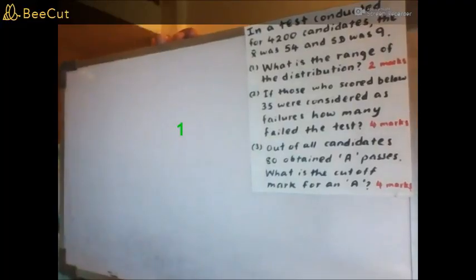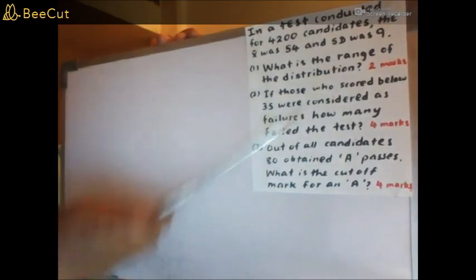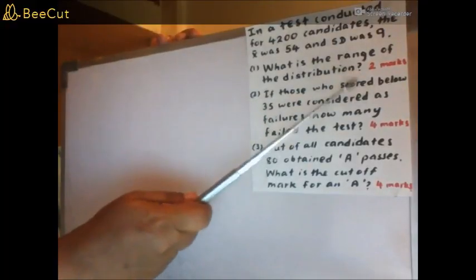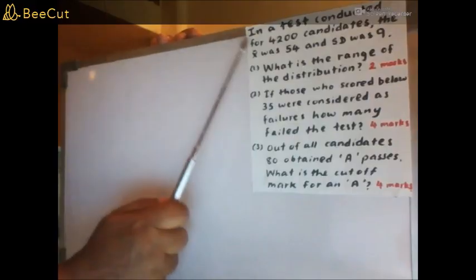Now we are going to discuss a past paper question based on the normal distribution. This is how you get the question. As usual, there are three parts. Here it's 2 marks, 4 marks and 4 marks. Now we'll read the question.